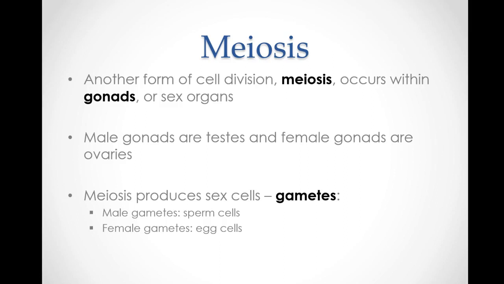So these sex cells that we are producing through the process of meiosis are also referred to as gametes, male gametes and female gametes. Male gametes, again, in animals are typically called sperm, and female gametes in females are typically called egg cells. So when we're saying sperm cells and egg cells, we can also call those our sex cells, our gametes.